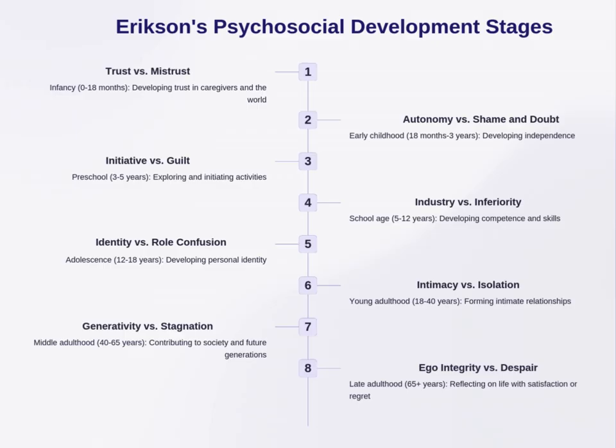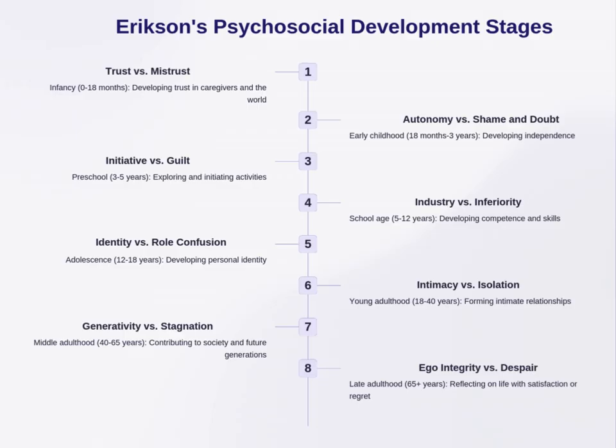Autonomy versus shame and doubt is typically toddlerhood, so like 2 to 3. They're developing independence. I like to think that's like potty training, having that autonomy, versus shame and doubt, which is like if they're having accidents and things like that, which is why we don't want to shame children who have accidents.